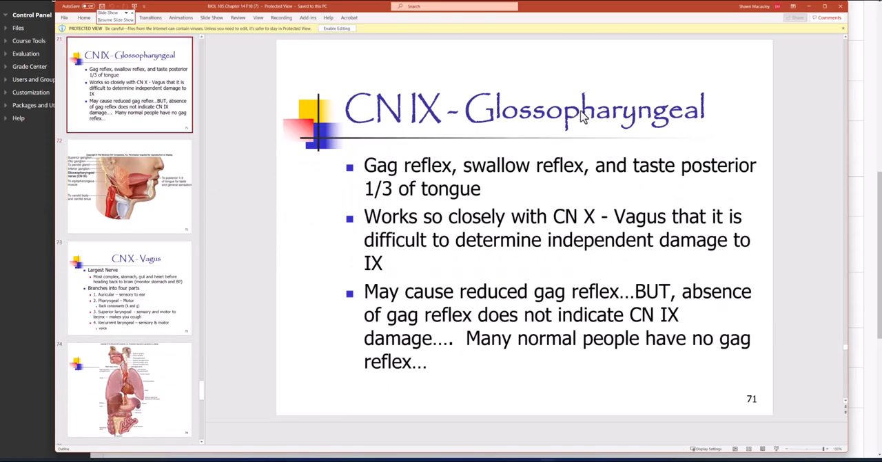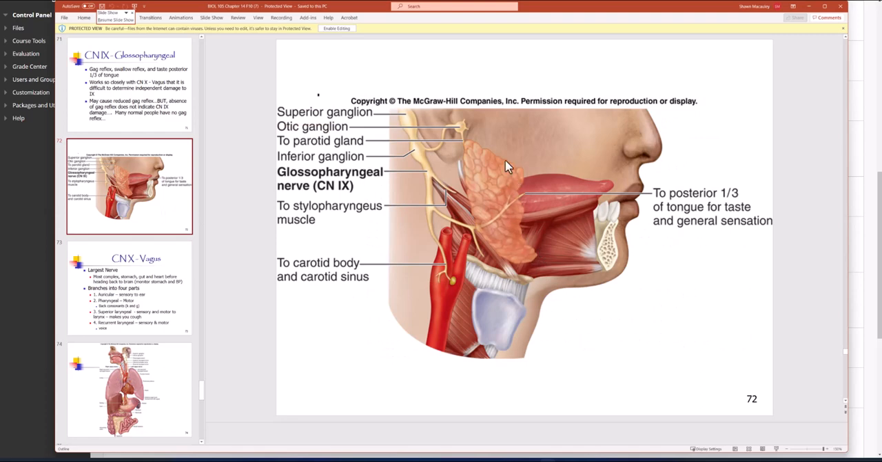Number nine is the glossopharyngeal nerve. Again, glosso, tongue, pharynx, throat. This is your gag reflex. This is your swallowing muscles. This is also, though, the taste on the back 1/3 of your tongue and saliva to the largest of your salivary glands, the parotid glands, which are also toward the posterior region of your oral cavity. So this big salivary gland here, the parotid gland, also taste to the back of your tongue and the muscles of swallowing and gagging.